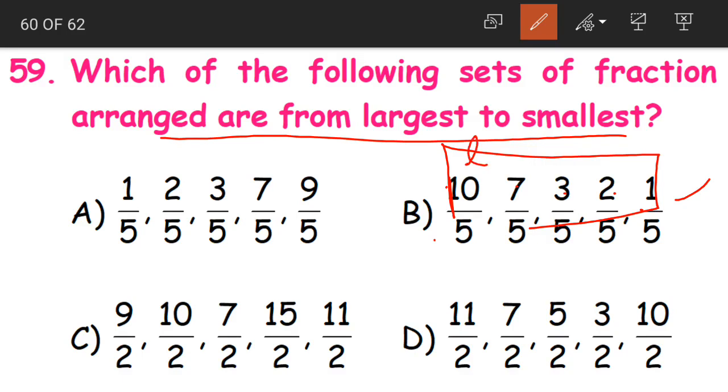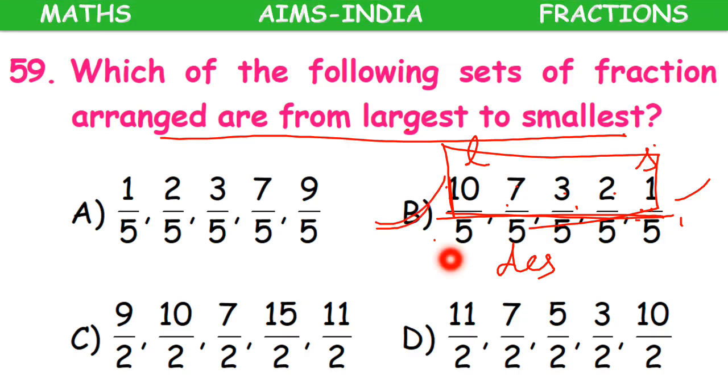Yes, 10 here is the largest number, and then we have 7, 3, 2, 1. These numerators are in descending order, that is from largest to smallest. So option B is our correct answer.